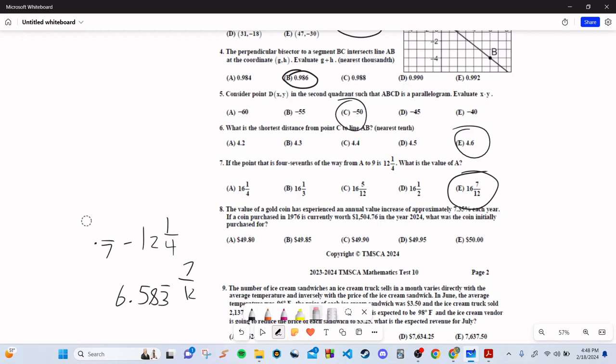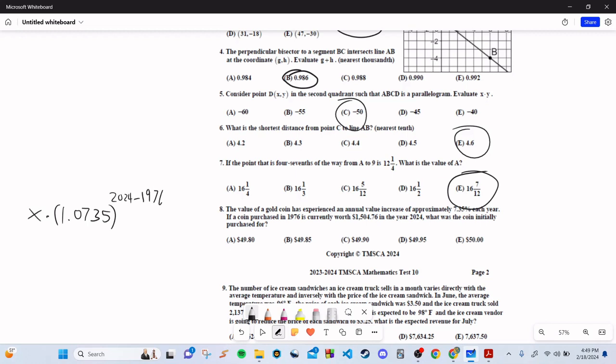So question 8. Question 8 says, the value of a gold coin has experienced an annual value increase of approximately 7.35% each year. If a coin purchased in 1976 is currently worth that much in the year 2024, what was the initial value of the coin? So this is a pretty easy question. So it's like we're saying x times, and if it's increasing by 7.35% each year, it means we're multiplying by 1.0735 each year. How many years? It would be the power of the difference between 2024 and 1976. And this value is equal to the current value.